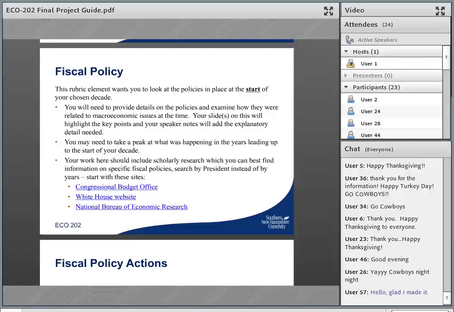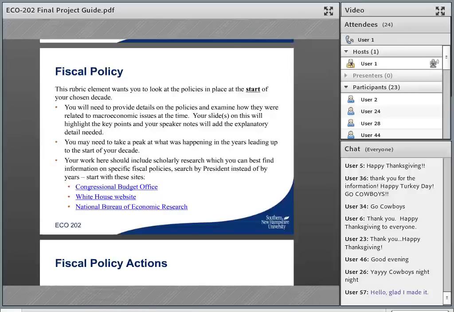So let's say you're doing the 90s. So 1990 is the start of your chosen decade. You might need to look at policies that were passed in 88 or 89 in order to give a full picture of what fiscal policy looked like in 1990. Because legislation takes time, and these policies don't change necessarily every year. So to see what's happening at the start of the 90s, you might need to see what legislation was passed just prior to the start of your time period. So just something to keep in mind.